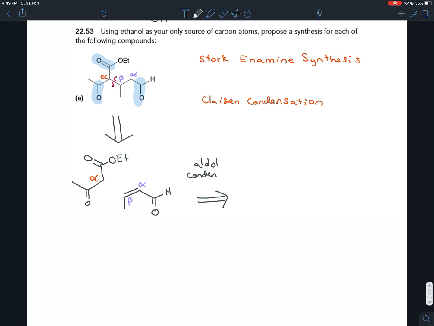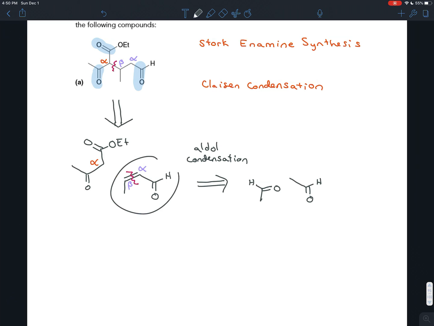You might remember that if you have these alpha-beta unsaturated aldehydes, you can break them, and the two pieces that you have, replace the double bond on the one that doesn't have the carbonyl with a carbonyl, and those two pieces are the pieces you could use in an aldol condensation to create this.